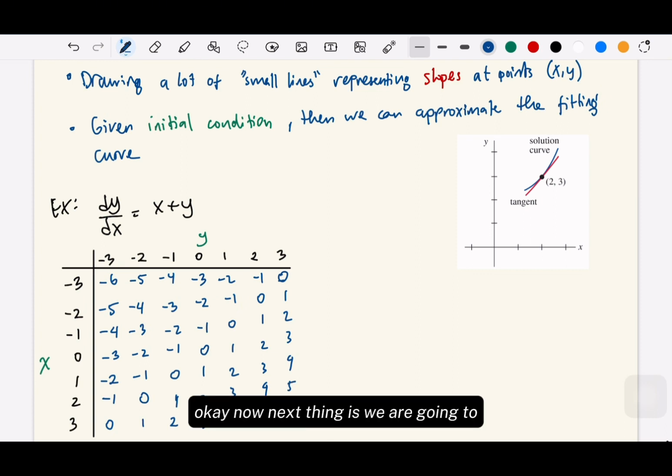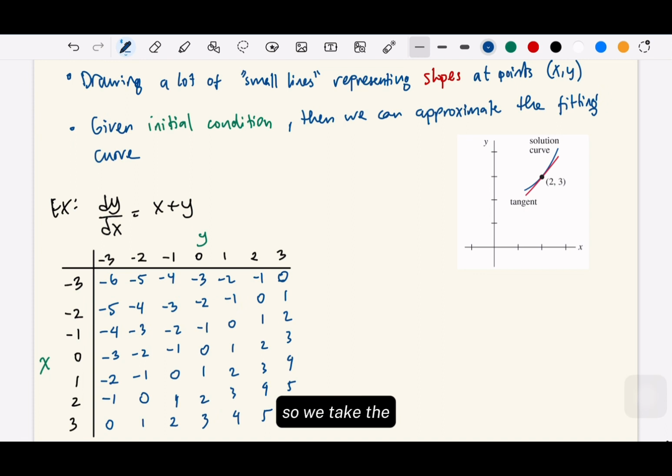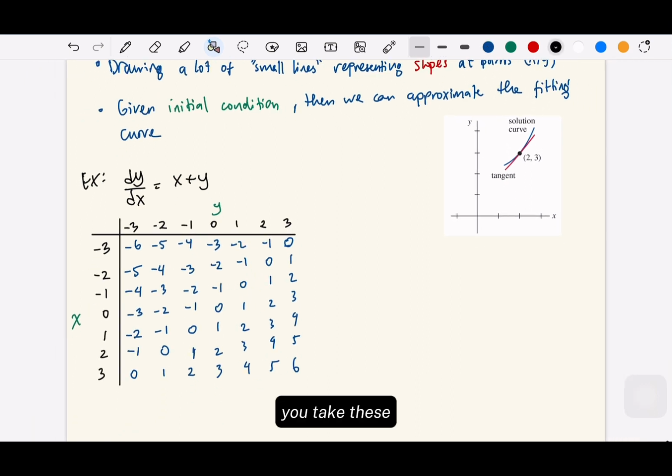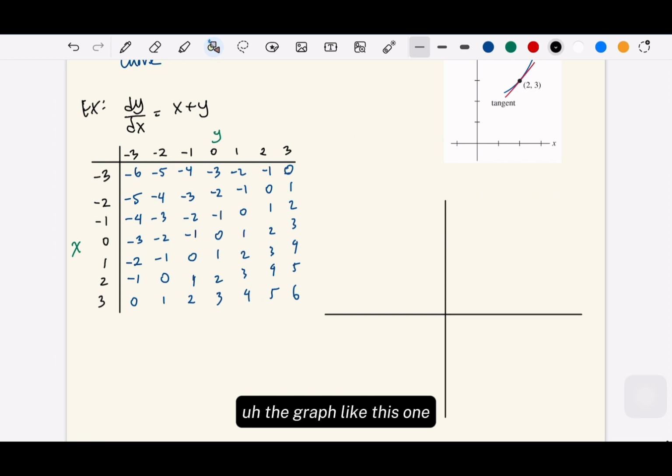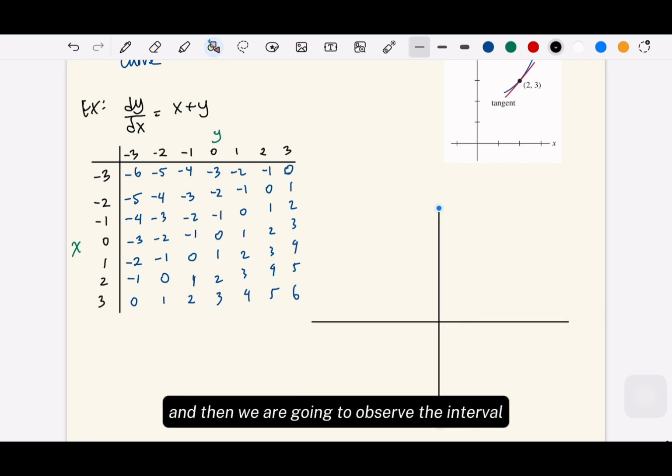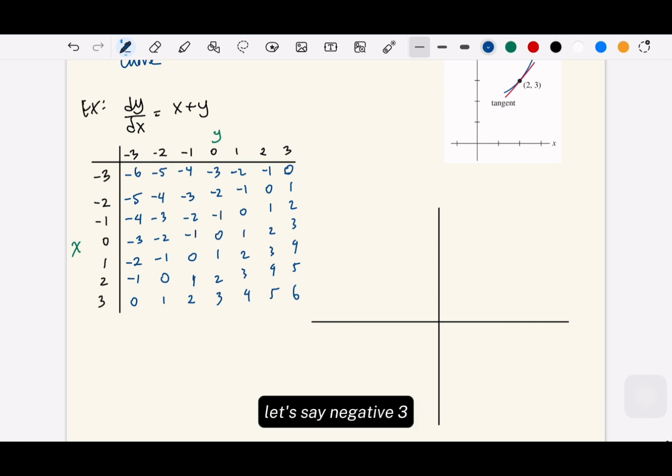Now the next thing is we are going to approximate. For example, this is representing the slope. Slope equals 0 means that this is horizontal. And then 1 is going up a little bit, maybe 2, 3. And then -1 is going down. And we try to fit all these numbers into our slope. So we take the graph like this one, and then we are going to observe the interval. Let's say -3, so let's say this is 0, 1, 2, 3.